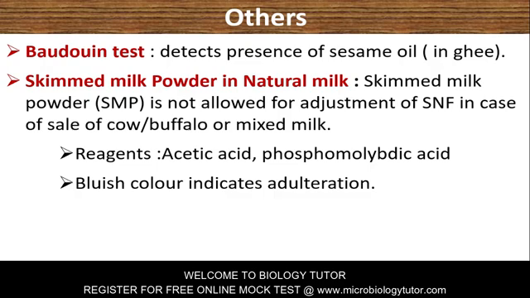Other tests. Baudouin test. It is used to detect the presence of sesame oil in ghee. Skimmed milk powder in natural milk. How to detect the presence of skimmed milk powder in natural milk? Skimmed milk powder is not allowed for adjustment of SNF in case of sale of cow, buffalo or mixed milk. Here the reagents used are acetic acid and phosphomolybdic acid. Bluish color indicates adulteration with skimmed milk powder in natural milk.